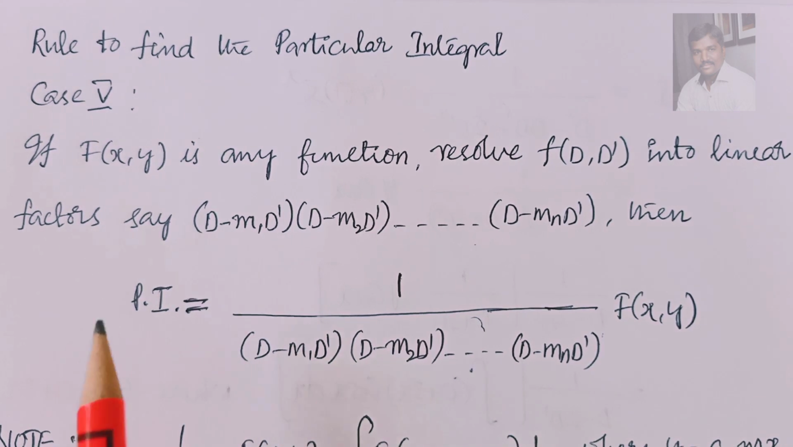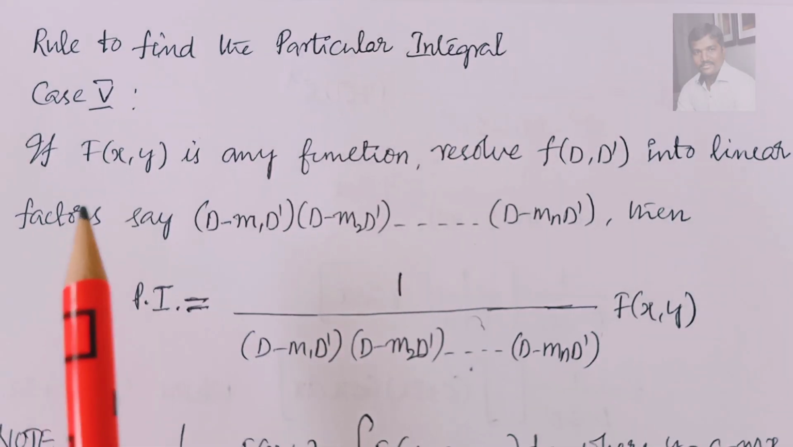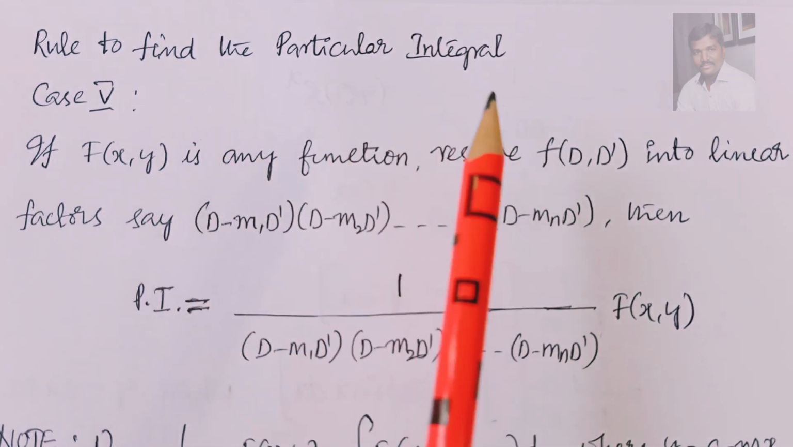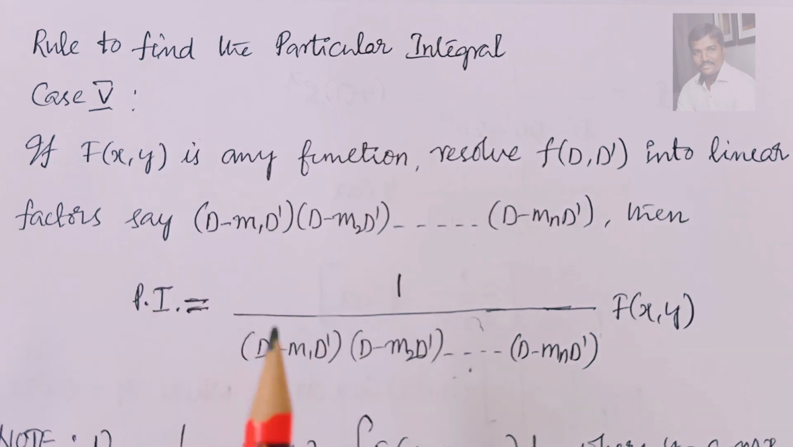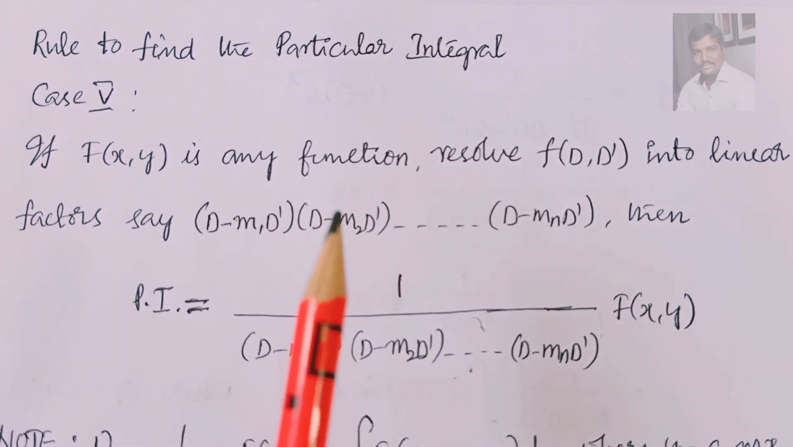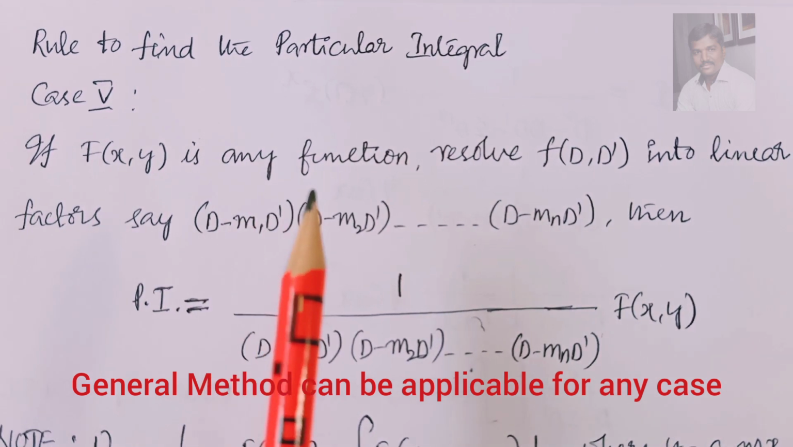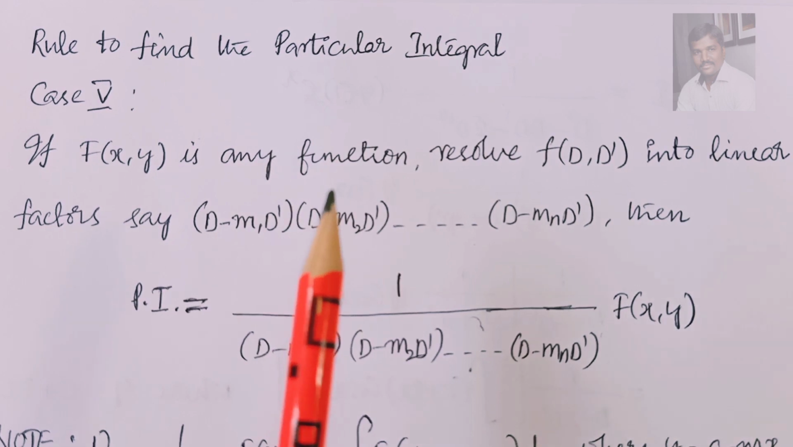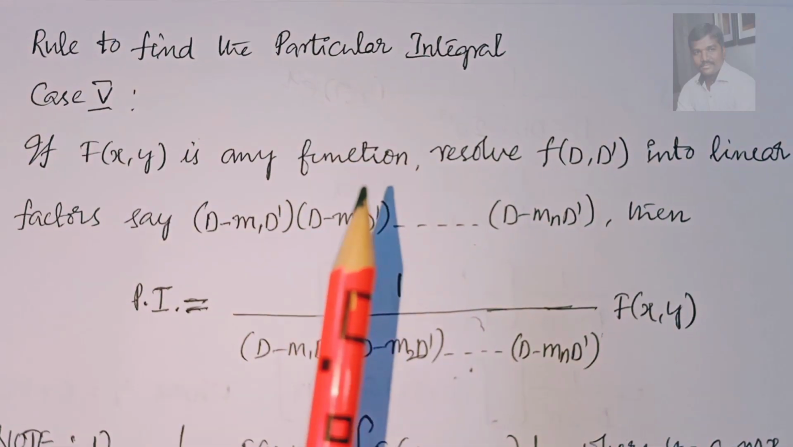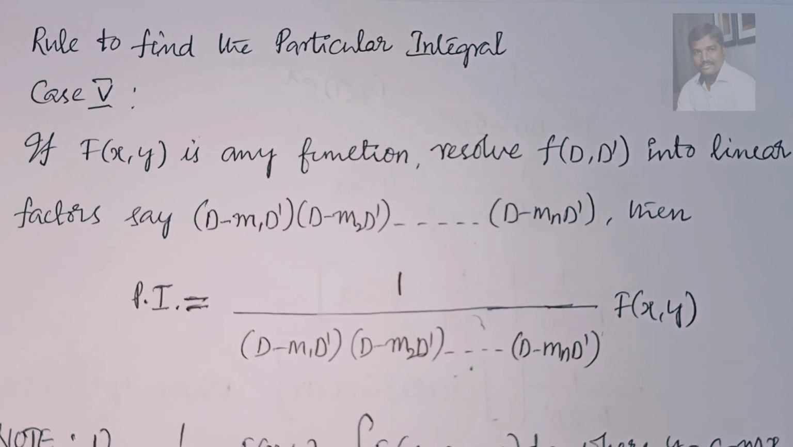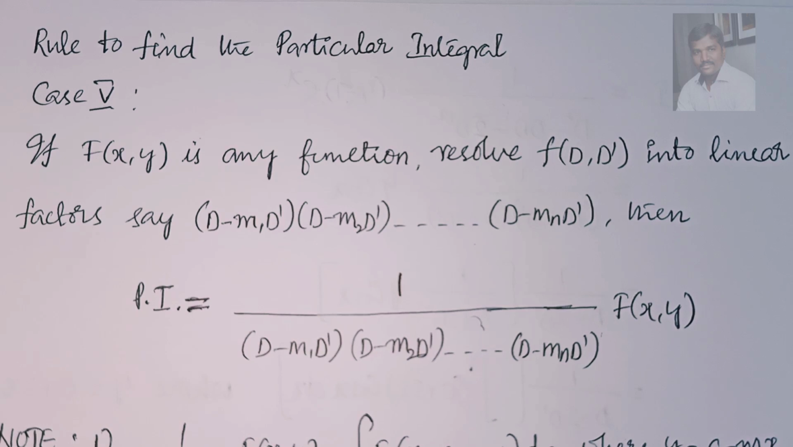Hi students, today we are going to discuss how to find the particular integral in case 5, and this is also known as the general method. By using this we can solve any of the cases like e power (ax plus by), cos (ax plus by), sin (ax plus by), or x power m y power n. By using this case we can solve any function.